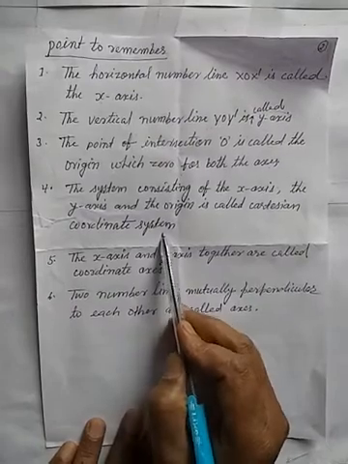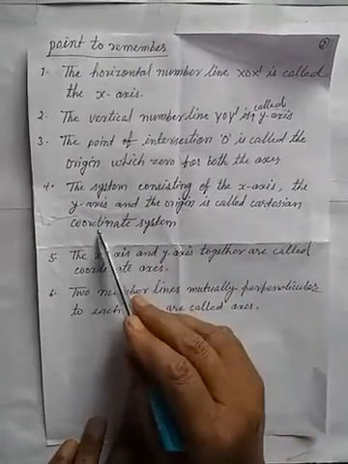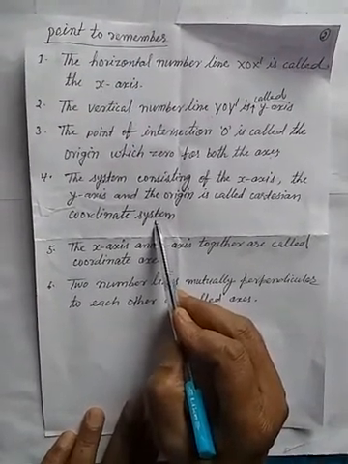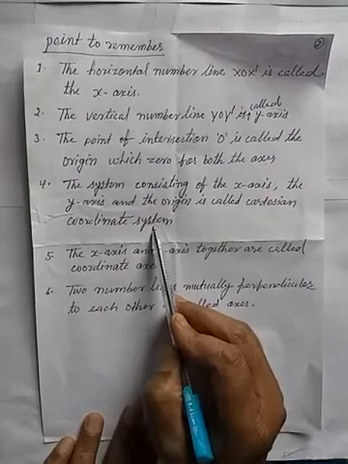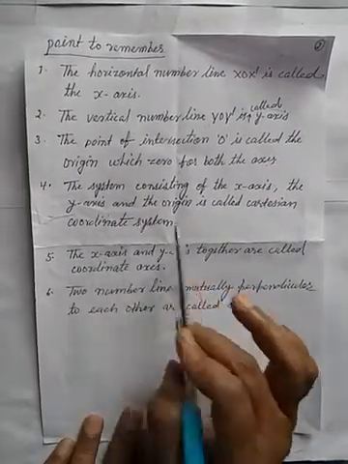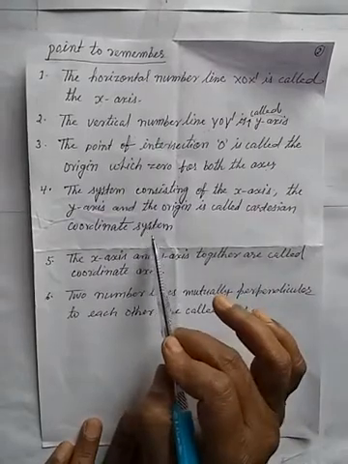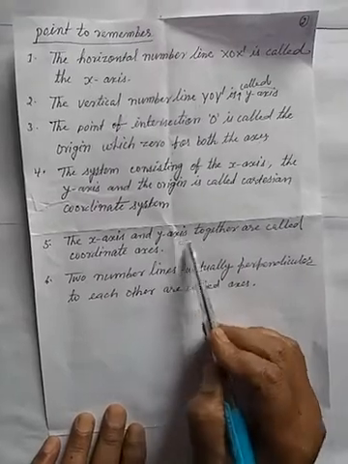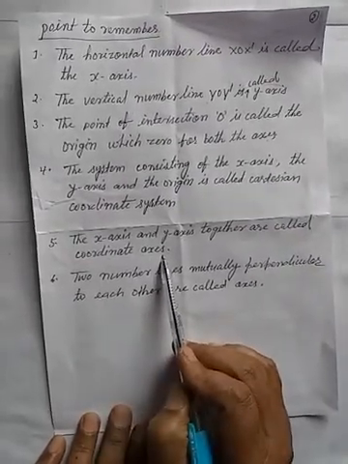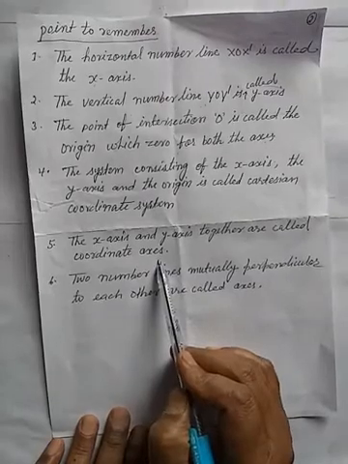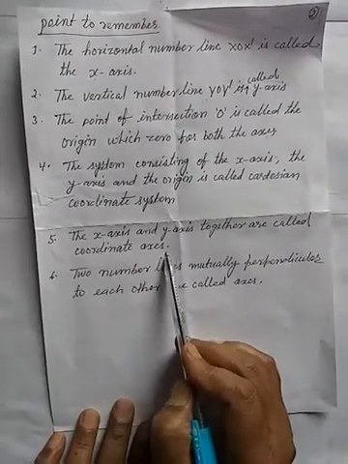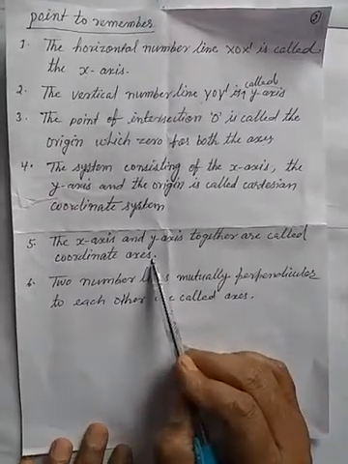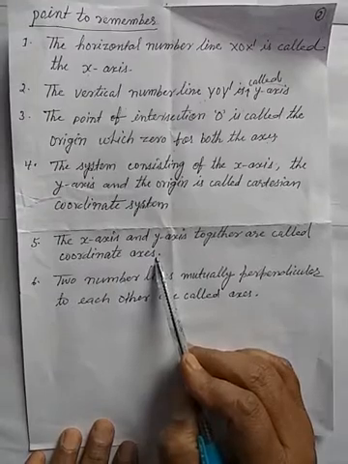I told you I will discuss this later. So this is the Cartesian coordinate system, as given in the topic. Keep it in mind. The collection or combination of the x-axis, y-axis and the origin is called the Cartesian coordinate system. Now point number 5: the x-axis and the y-axis together are called the coordinate axes. This is also a most important point for you. So what are the axes or coordinate axes? The combination of the x and y axes together is called the axes, or coordinate axes.